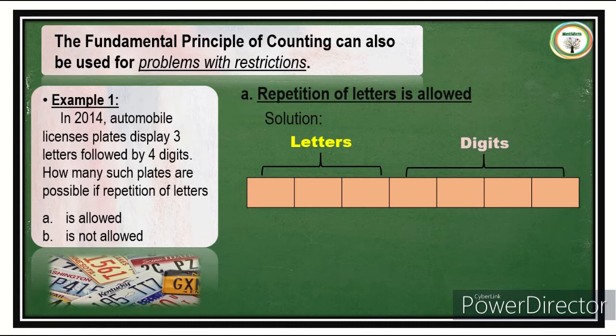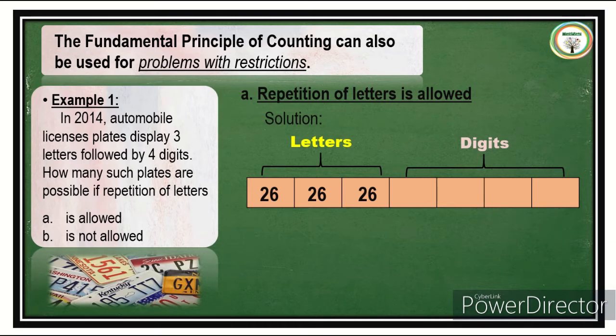In our alphabet, meron tayong 26 letters which are from A to Z. So on the first character, we have 26 choices of letters. Then on the second character, dahil repetition of letters is allowed, yung nagamit na natin for the first character ay pwede pa rin gamitin para sa second character. Therefore, we have 26 choices pa rin dun sa second character. Then for the third character, pwede ulit natin gamitin yung nagamit na for the first and for the second. Sa pagpipili ang letters pa rin para sa third character ay 26.